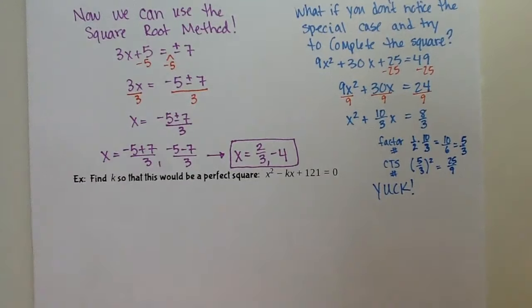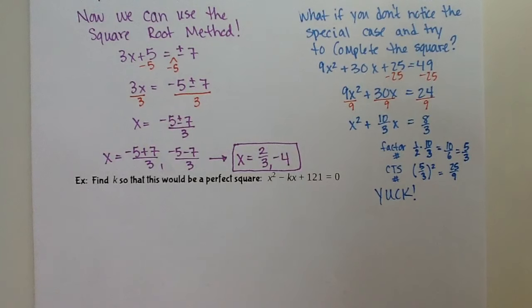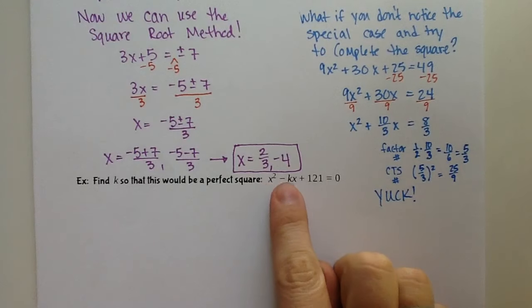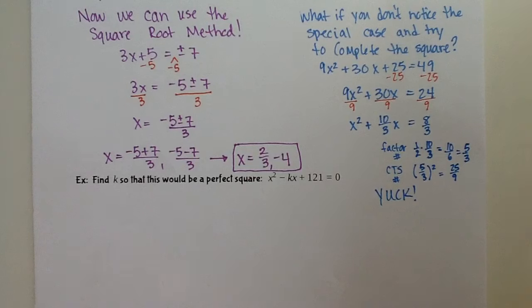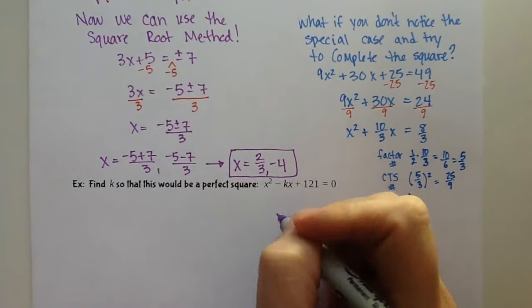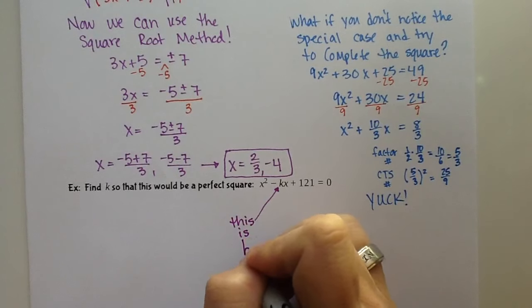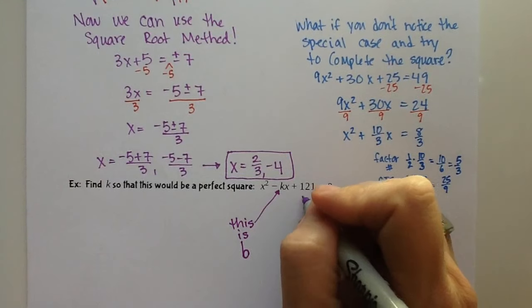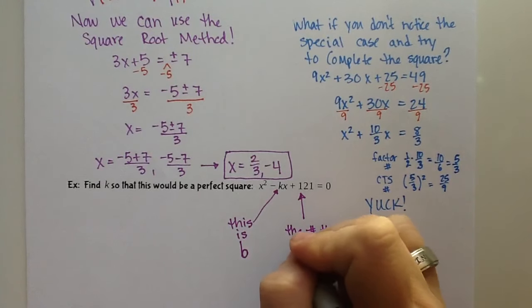Okay, next example. We are going to find k so that this would be a perfect square. Okay, this is a little bit of thinking backwards. We've been knowing what b is and then figuring out what number we would have to add to both sides, but this time it's different. So this problem, this right here is b. It's the number in front of the x term. And this right here, 121, is the number that completes the square.